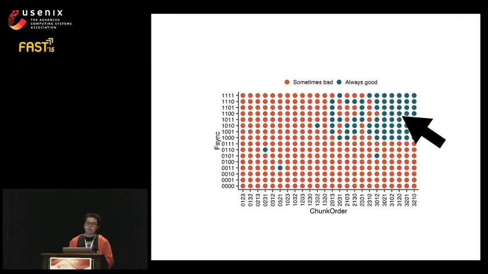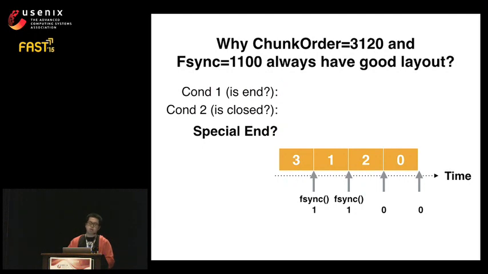Now let's see why a specific combination always has good layout. So in our workload, we divide the file into 4 chunks, and chunk order describes the order in which we write these chunks, and the fsync is a bitmap that tells you whether or not we do fsync for each chunk. In this case, we write chunk 3 first, and then call fsync immediately. For this chunk, condition 1 is true because this is the end of the file. Condition 2 is false because when you call fsync, the file has to be open. So the special end policy is not true for chunk 3.